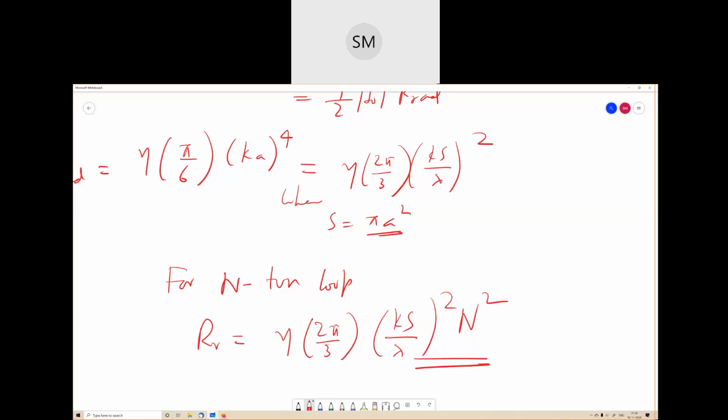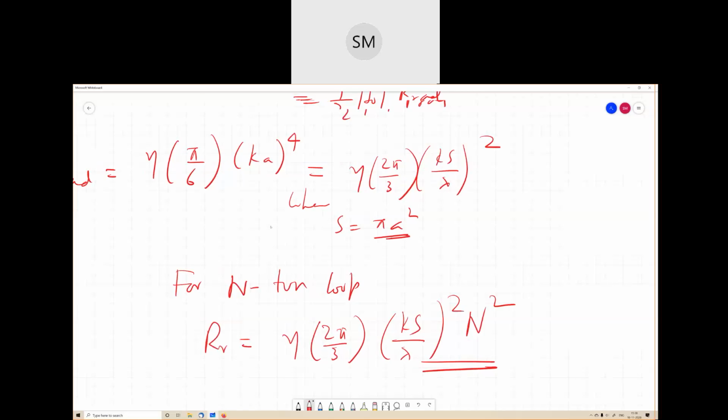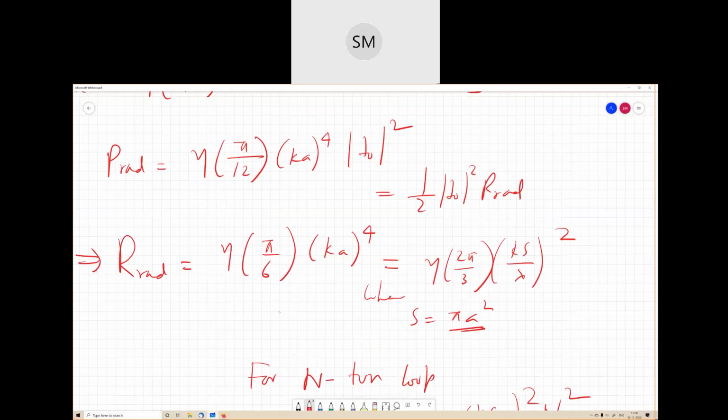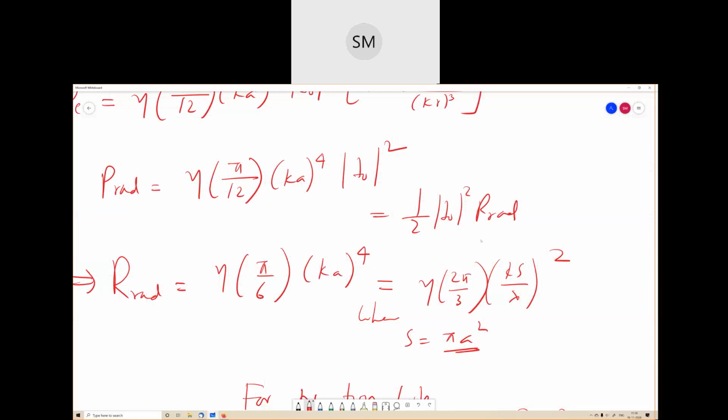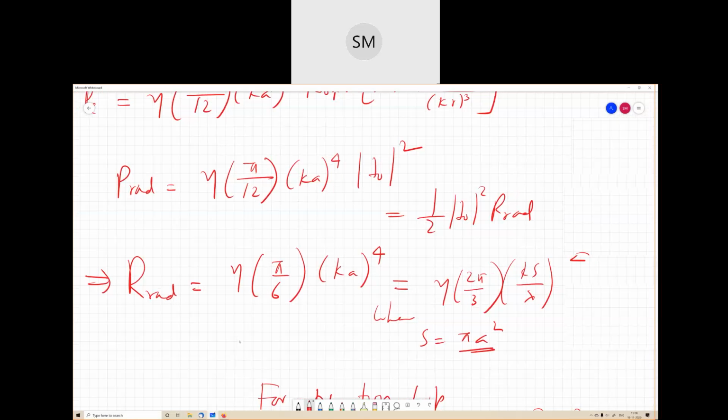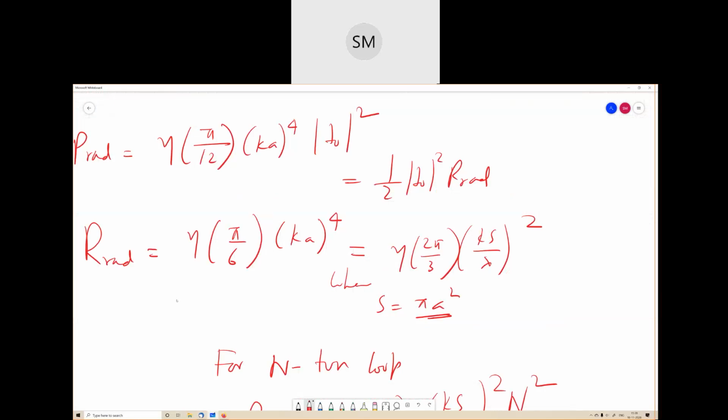So just keep the formulas in mind. The derivation is not important. Last step, which step? Tell me. This one. P_rad equal to this. That is equal to R_rad. So the R_rad will be this one. Yes, P_rad you can calculate. Okay. That is equal to half I0 squared R_rad. So this comes from here.